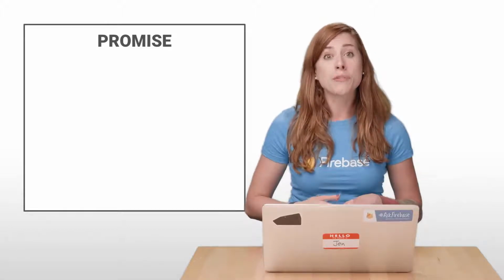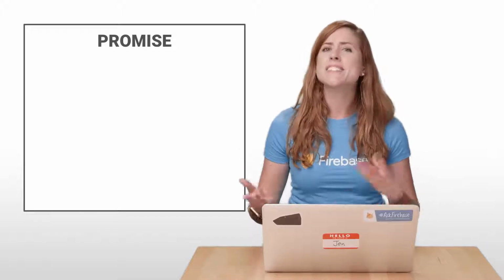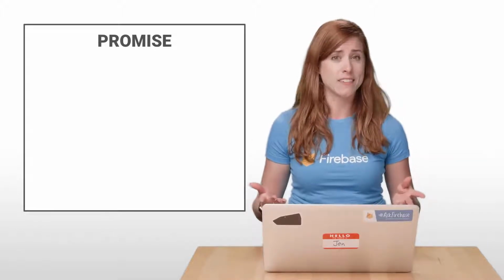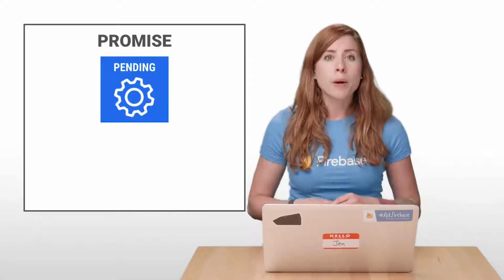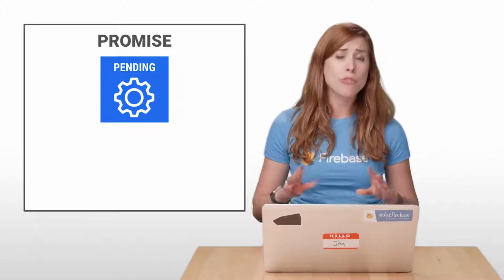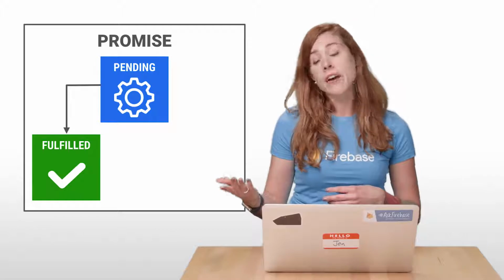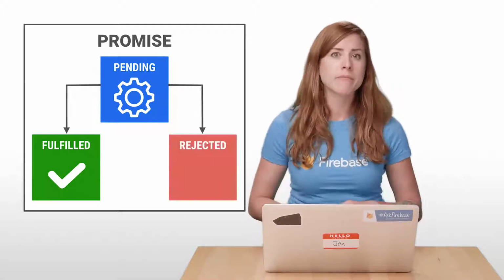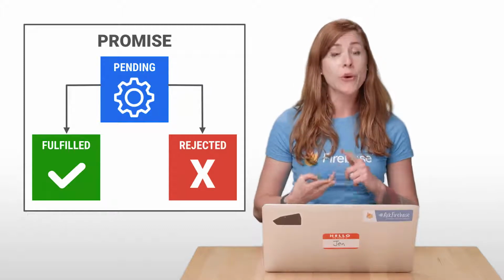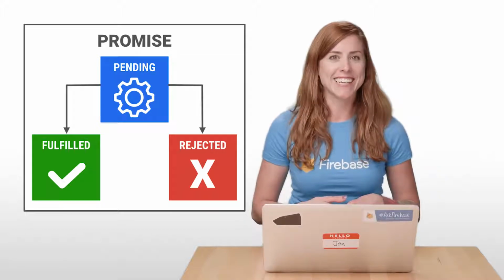A promise represents some asynchronous work that should eventually complete. If you're an Android developer, this is very similar to the task object that you use sometimes with the Firebase Android SDKs. When the work tracked by a promise is still executing, the promise is in a pending state. Then, if the work completes successfully, the promise is said to be fulfilled. Or, if there's an error, the promise becomes rejected. These are the only three states that a promise can be in: pending, fulfilled, or rejected. And once a promise becomes fulfilled or rejected, it can never change state again.